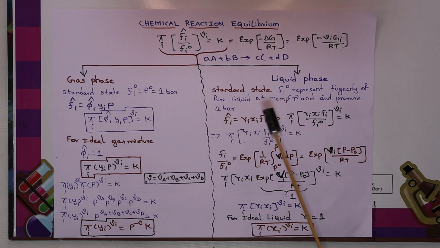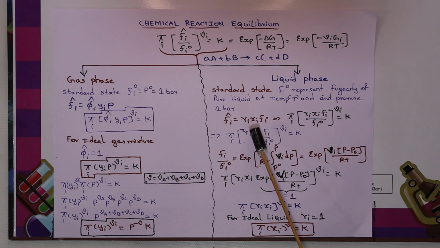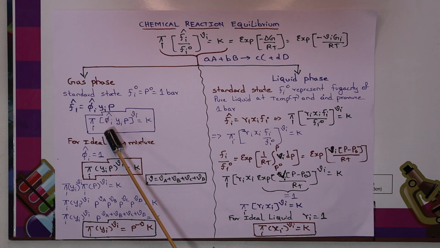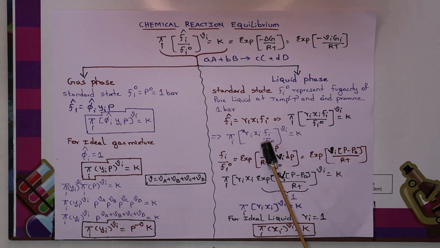Now, here it is phi_i cap y_i P, and here f_i cap is nothing but gamma_i x_i f_i. Gamma_i is the activity coefficient. Non-ideality in the gas phase is represented by the fugacity coefficient, and non-ideality in the liquid phase is represented by the activity coefficient. Here it is y_i, here it is x_i, the mole fraction in the liquid phase. Substituting this particular term in this equation, you get product of gamma_i x_i f_i by f_i0 to the power v_i equals K.